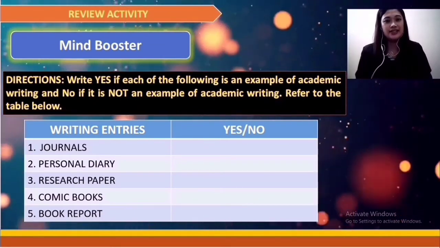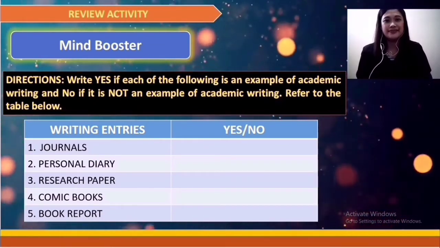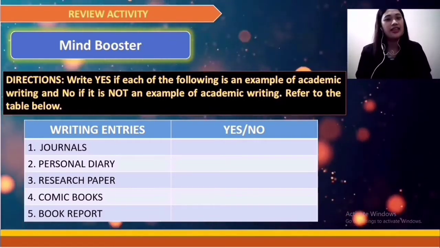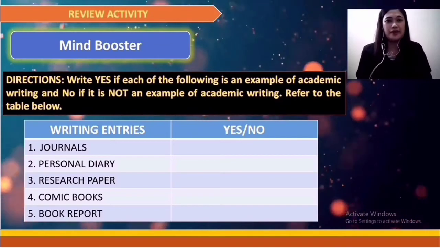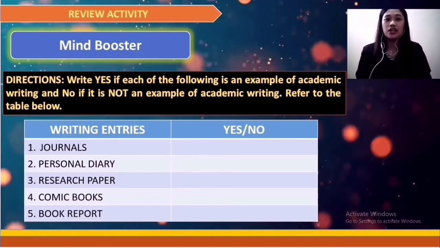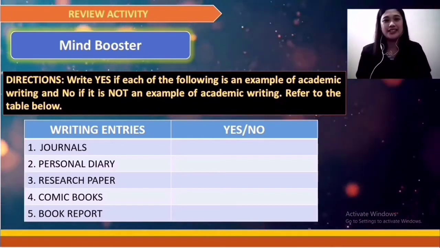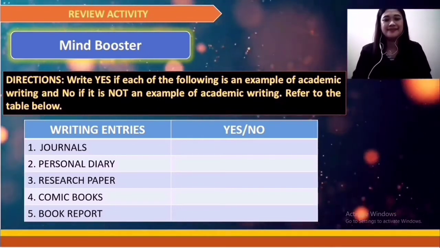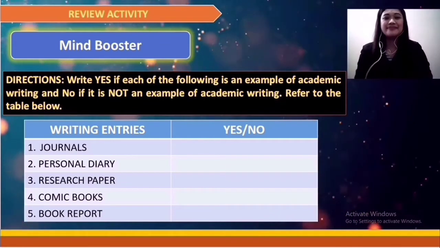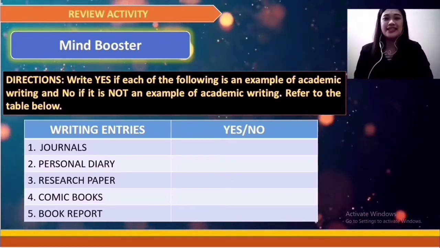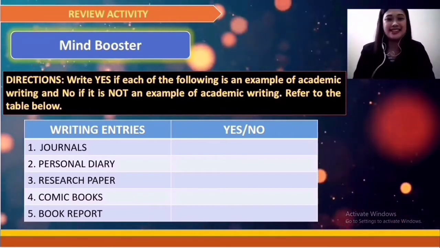Refer to this given table. First writing entry is journals. 2. Personal diary. 3. Research paper. 4. Comic books. 5. Book report. Okay, if you answer all correctly, congratulations! You have mastered the previous lesson.